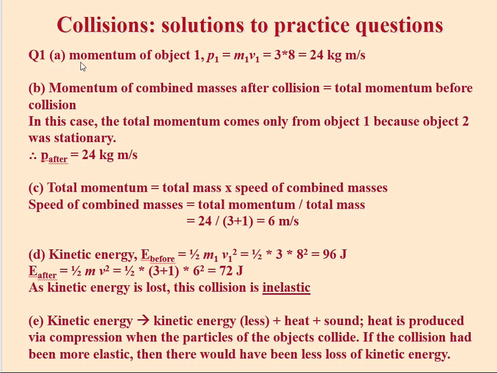So question 1a says, object 1 has a mass of 3 kilograms and a speed of 8 meters per second. It collides with a second object of mass 1 kilogram, which is initially stationary before the collision and then sticks to it. Calculate A, the momentum of object 1 before the collision. So momentum of object 1, P1, equals m1 times v1, which is equal to 3 multiplied by 8, gives 24 kilogram meters per second.